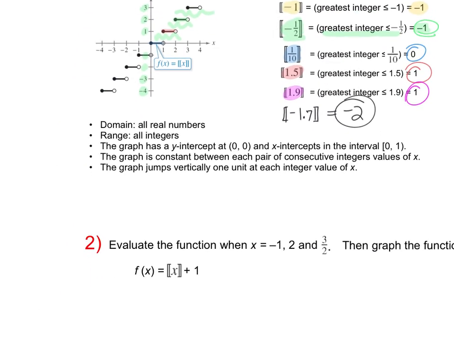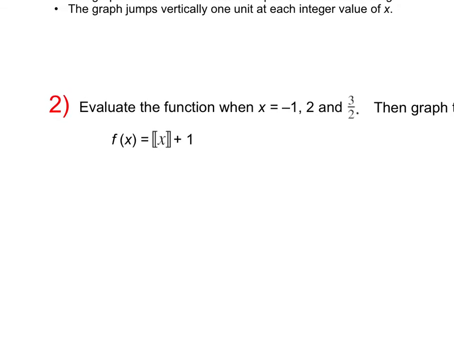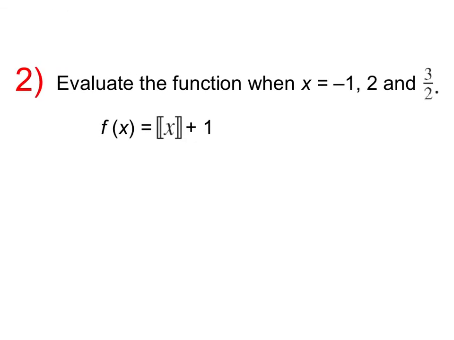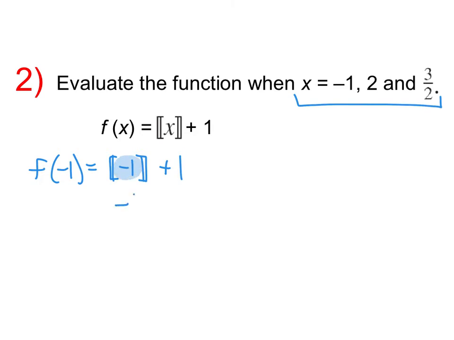Okay. So let's go ahead and evaluate and graph a function. So we're going to evaluate for these 3 values here, and then we're going to graph it. So to evaluate, my f of -1, if x is -1, would be the greatest integer of -1 and then +1. Well, whenever you're given a whole number inside here, that is your answer. If you already have a whole number, that doesn't change. So this would be -1 + 1. So f of -1 would give us 0.